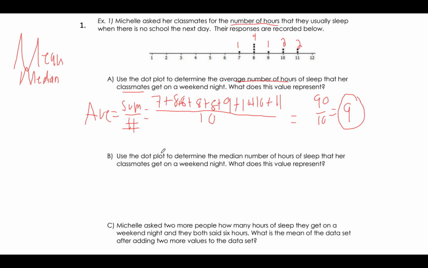Let's take a look at the next one. Use the dot plot to determine the median number of hours of sleep that our classmates get on a weekend night. What does this value represent? To find the median, we need to put our numbers in order, which we already have here, then cross one off each end each time until we get to the middle number. Boom, boom, boom, boom, boom, boom, boom. And we're left with 2 numbers: 8 and 9.